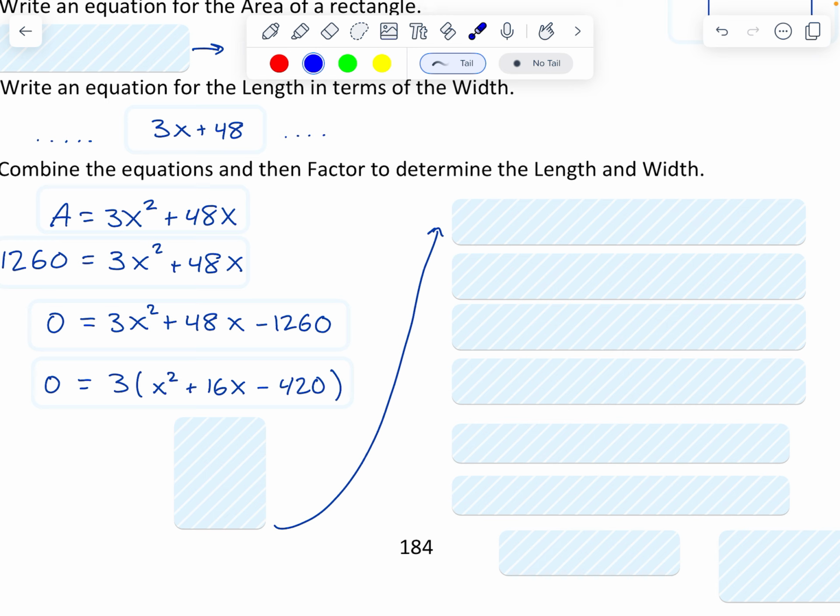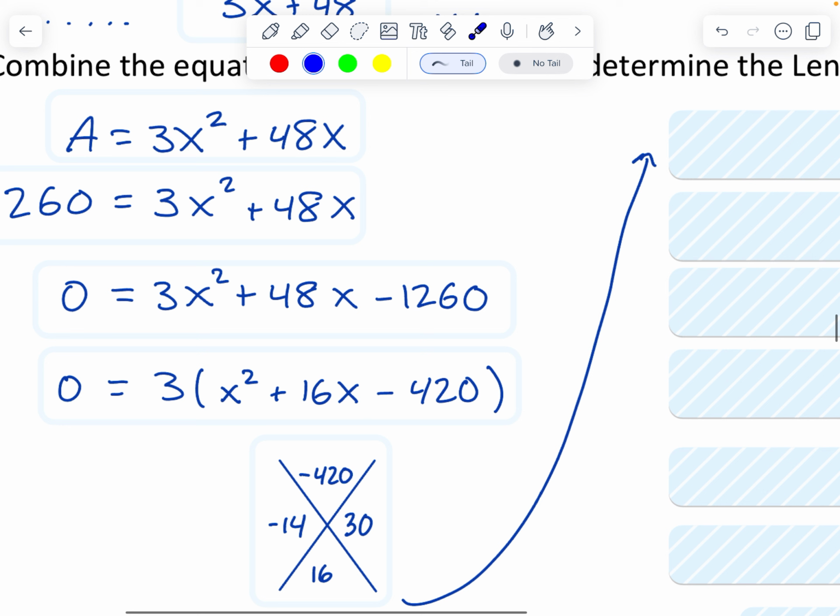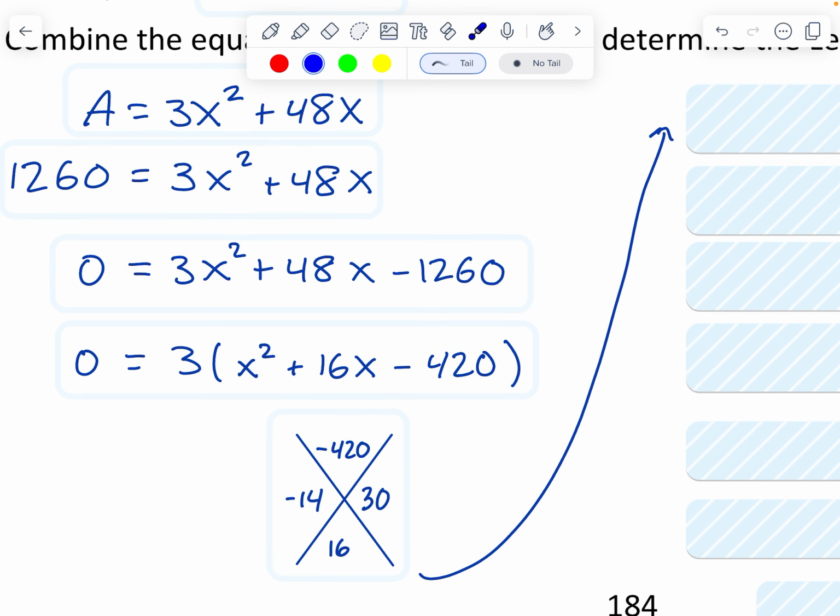Instead of looking for numbers that are going to multiply to 3 times negative 1,260, I'm looking for numbers that multiply to 1 times negative 420, significantly less numbers. Instead of them having to add up to 48, they have to add up to 16. This would be a tough one to go through yourself, going through all the different numbers that can multiply to negative 420, seeing which of them will actually get me positive 16. But those two numbers are negative 14 and positive 30.